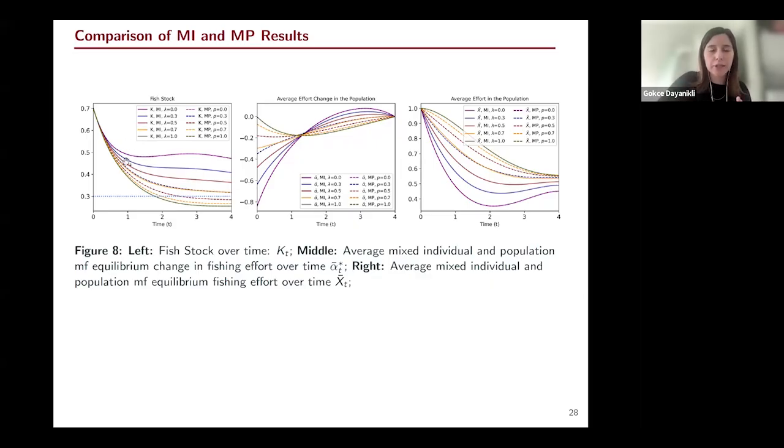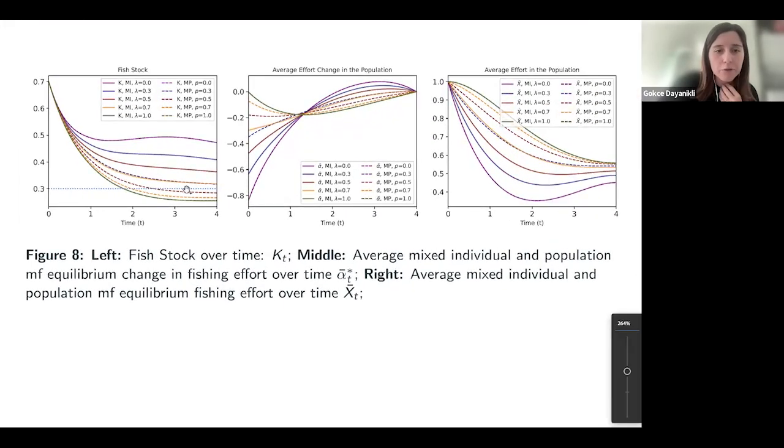So here I have the comparison of the fish stock with the solid lines. I show the mixed individual case, and with the dashed lines I show the mixed population case. Again, when the lambda is equal to 1 or P equals to 1, what we have is that everyone is competitive. So as you see that the fish stock is getting lower, and this actually corresponds to the mean field game setting. And when we have a smaller lambda or P, we have more altruism levels, so we have higher levels.